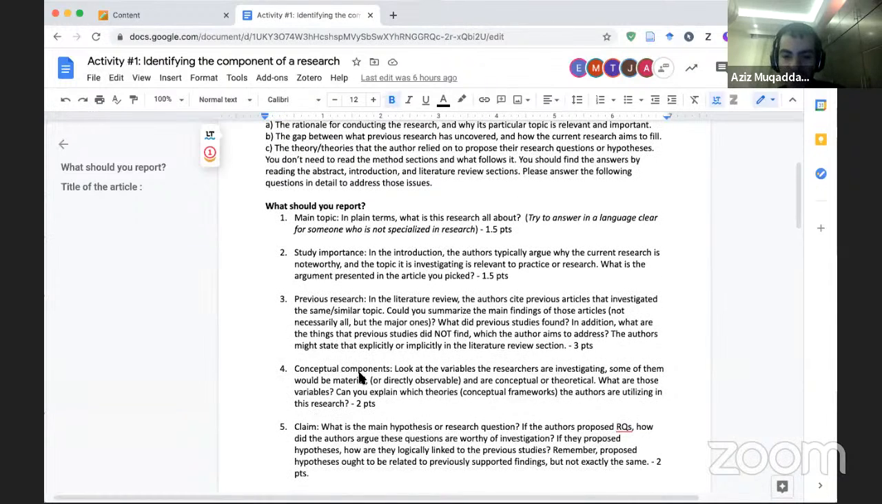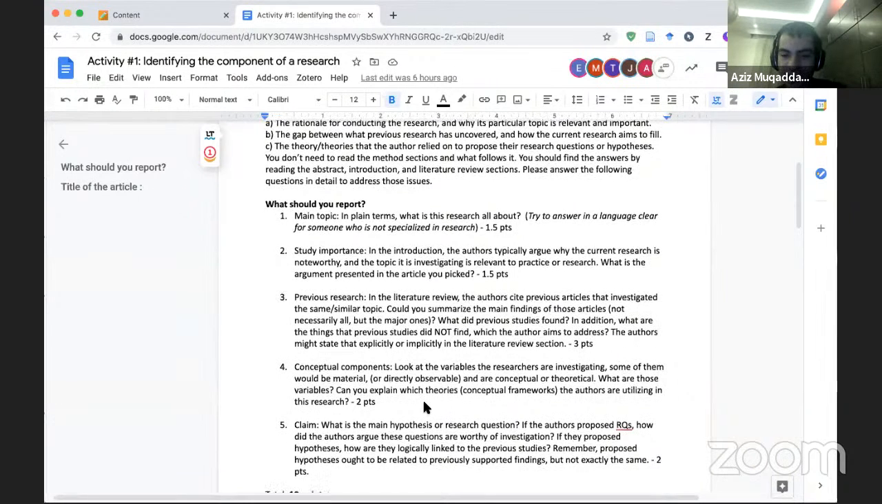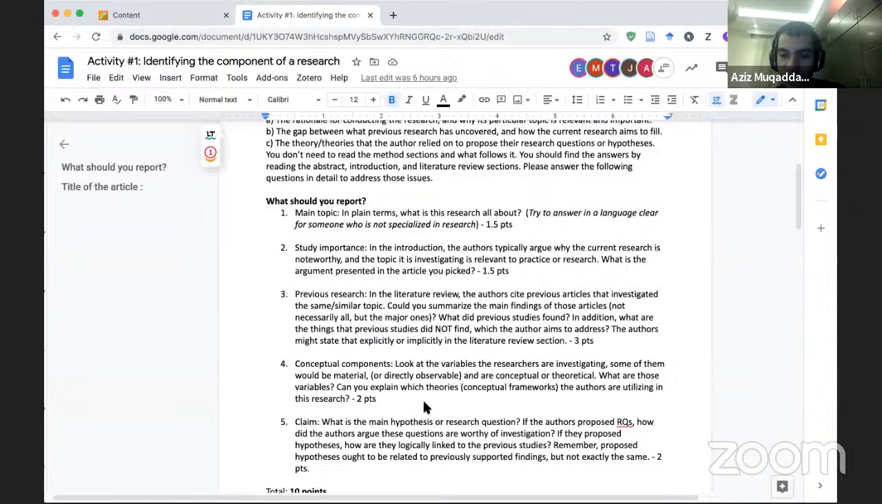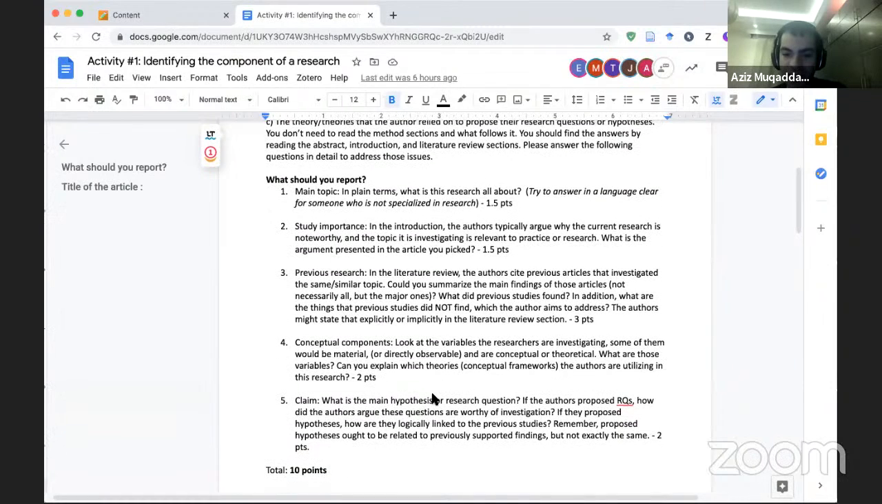And so then for the conceptual components, look at the variables the research is investigating. Some of them would be material and some conceptual and theoretical. What are the variables, and can you explain what theories the author utilizes? So in other words, you need to actually explain them. Let me give you an example of what I meant by material and theoretical.